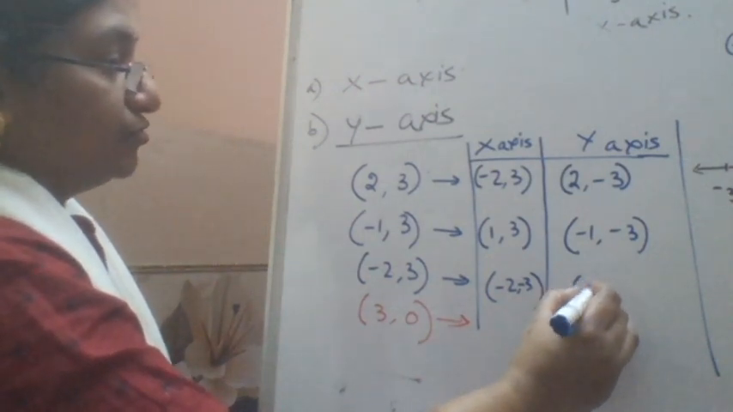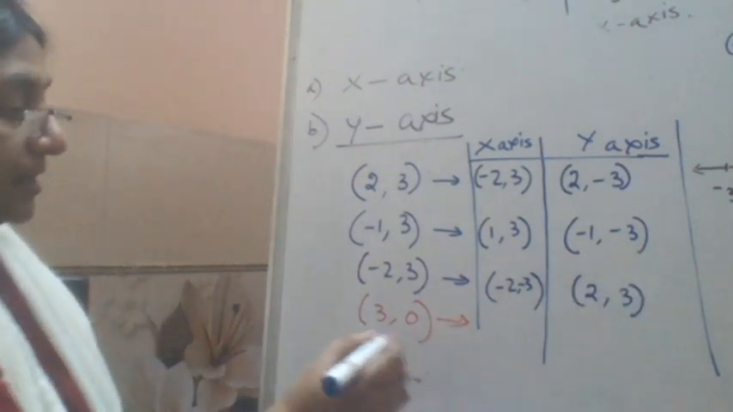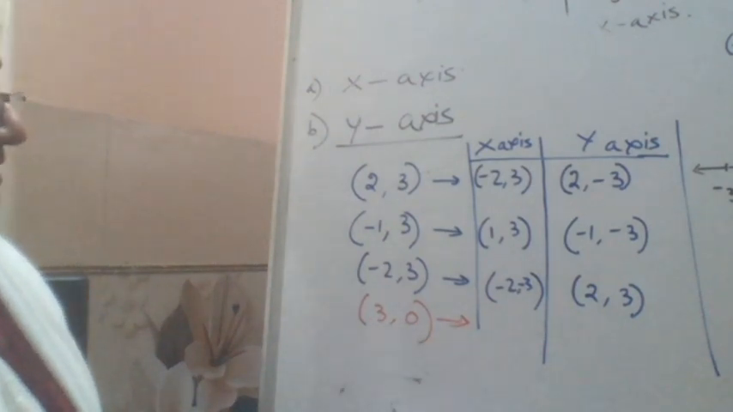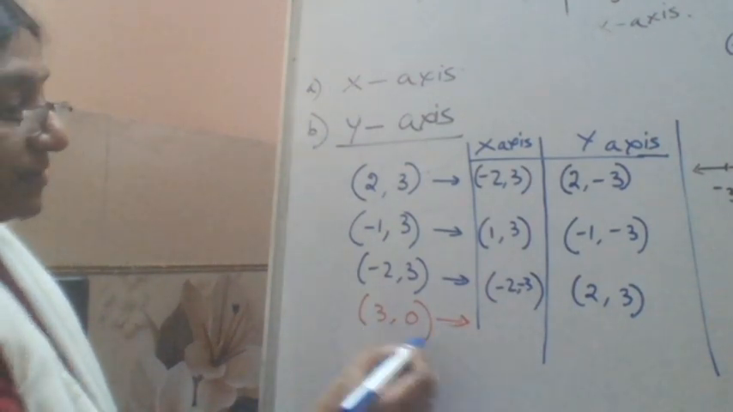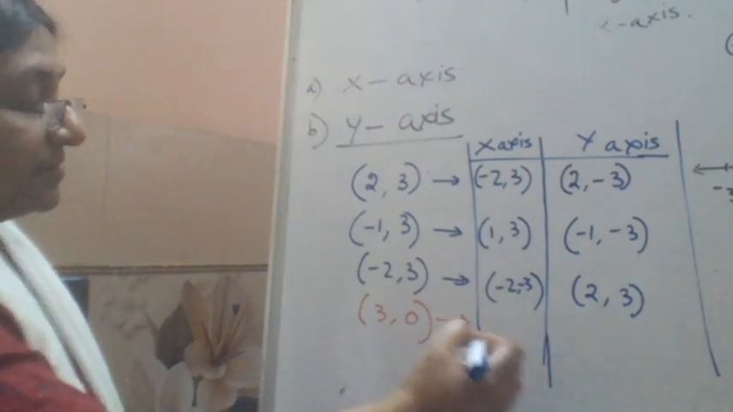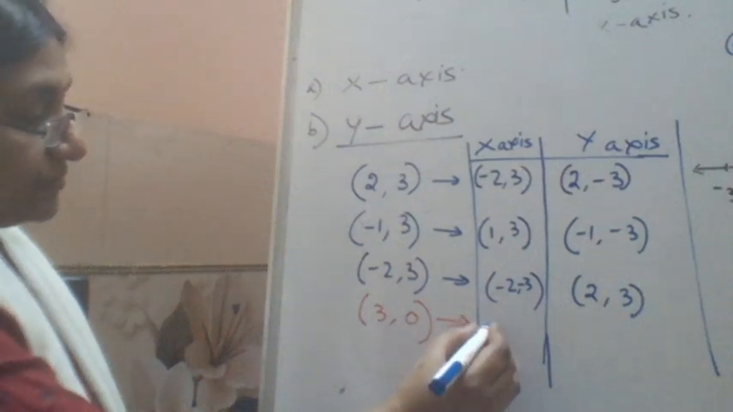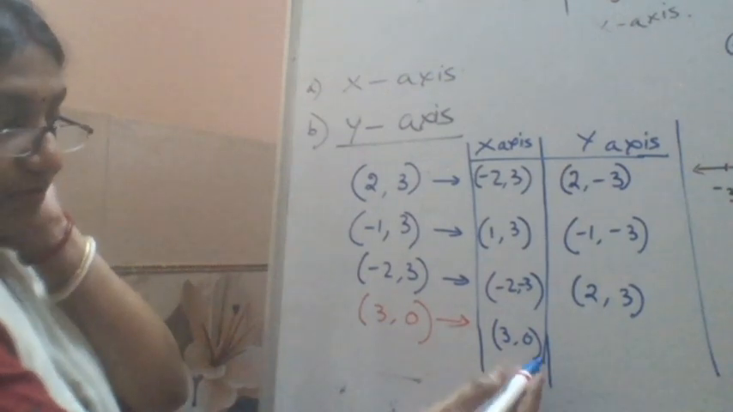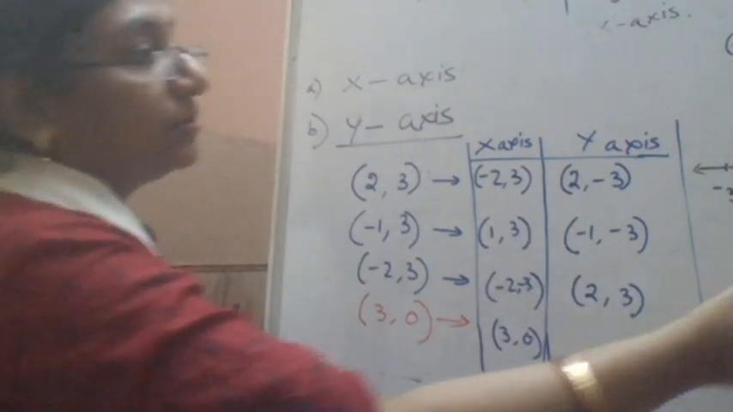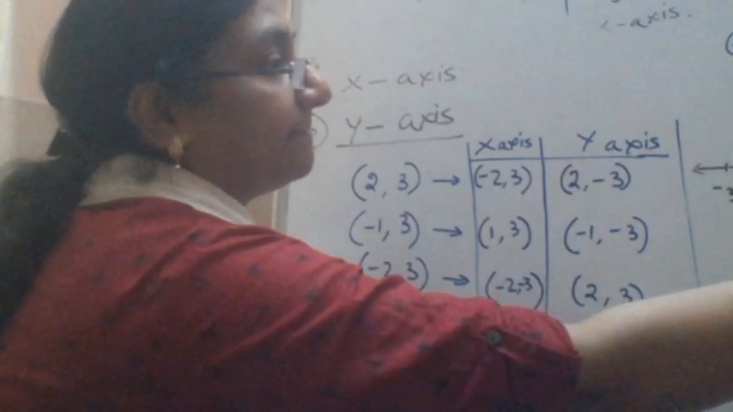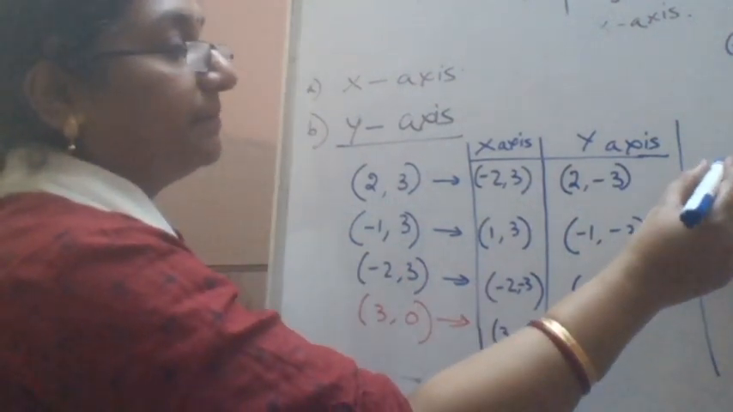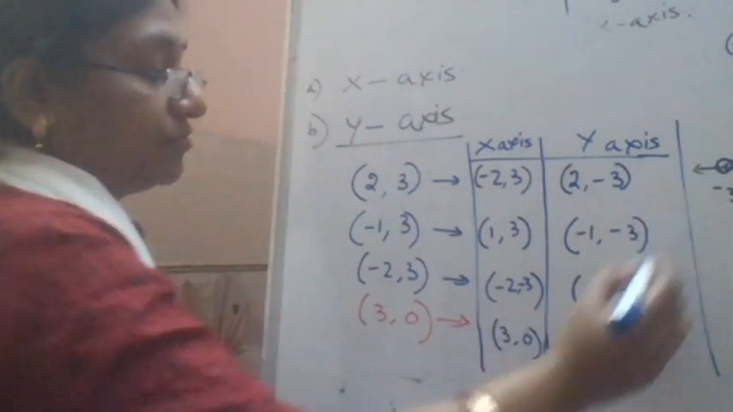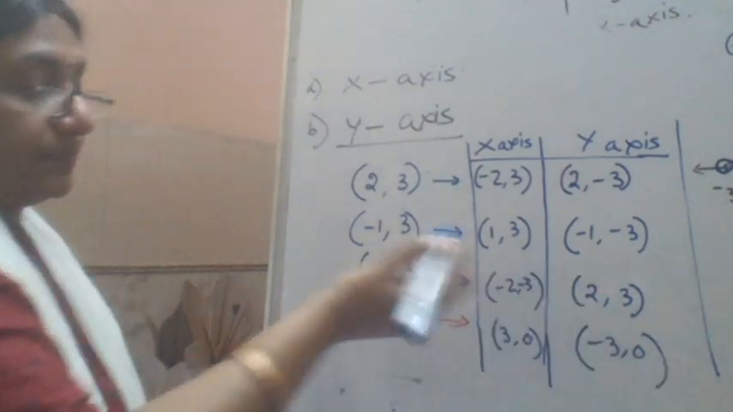And if this is a point on the x-axis, because it lies on the x-axis, the image will remain the same. The image of this point about the y-axis will be minus 3, 0. So this is your minus 3, 0.